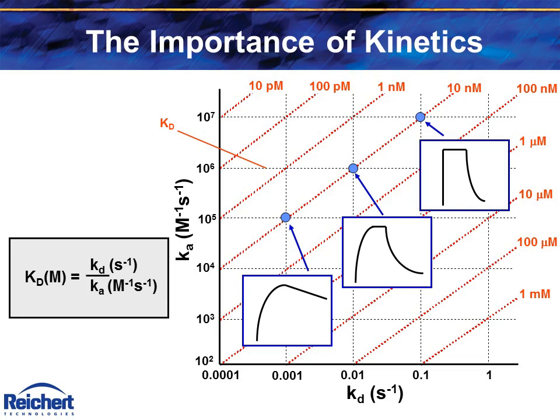The lower right inset shows a slow on rate followed by a slow off rate, while the upper inset shows a fast on rate followed by a fast off rate. Rates are extremely important in determining how biological processes or pathways proceed. They are also a very important consideration in drug candidate selection.